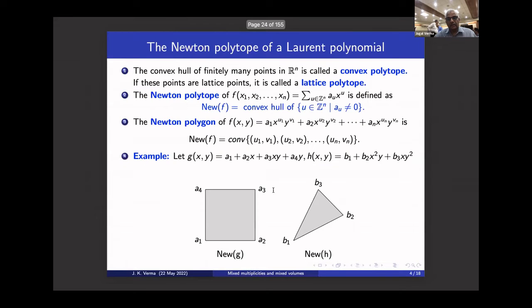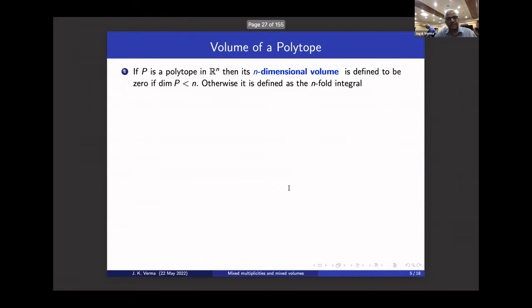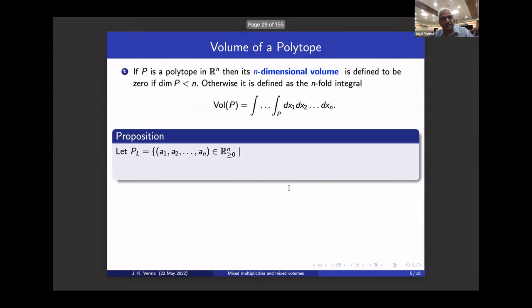Okay. All right. So sorry about the interruption. I was telling the volume of a polytope and dimension of a polytope. As I said, take the smallest affine set which contains P, and that affine subspace is a translate of a subspace of Rn, and the dimension of that linear space is called the dimension of the polytope. It coincides with the topological dimension. So if the dimension of P is equal to n, then the volume is this multiple integral.